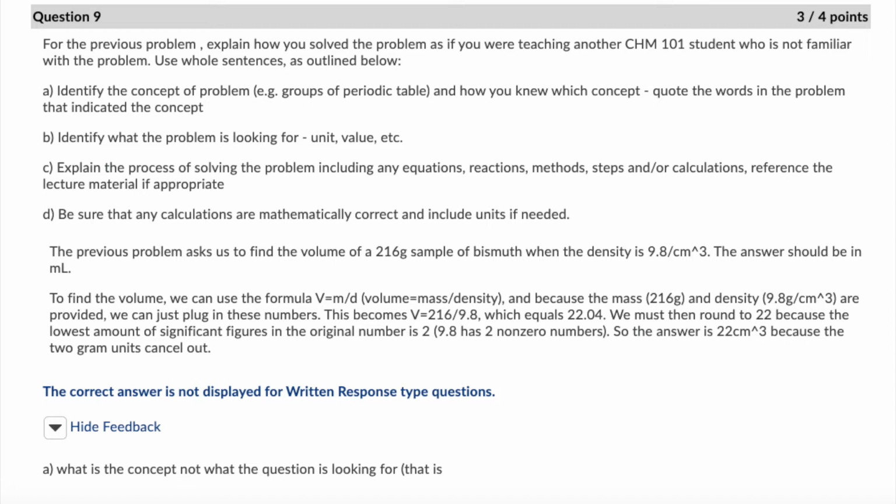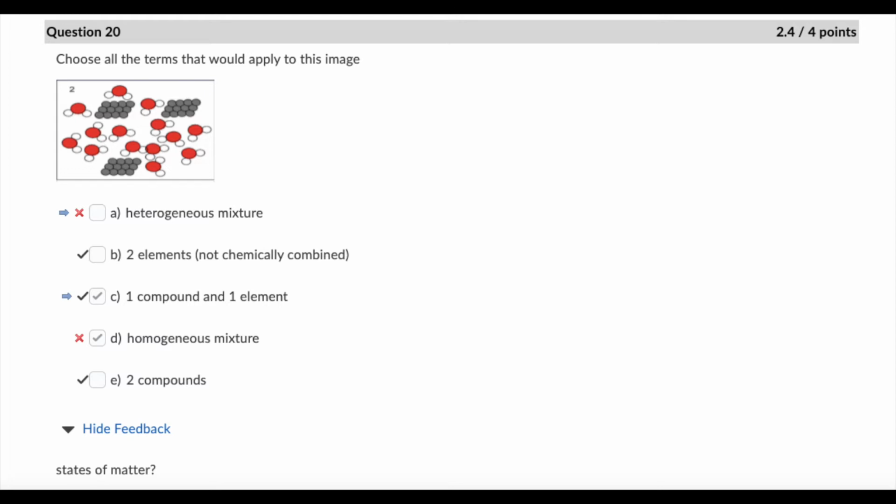I said to find the volume, we can use the formula volume equals mass over density, and because the mass and density are provided, we can just plug in these numbers, and then I explain what I just showed to you. So this is my next issue that I had.